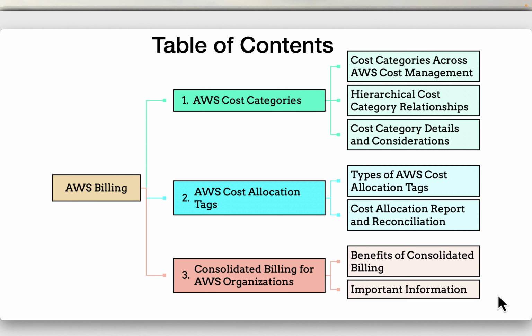So this lecture will contain these three main topics: AWS cost categories, AWS cost allocation tags, and consolidated billing for AWS Organizations. Under these will be the subtopics: cost categories across AWS cost management, hierarchical cost category relationships, and cost category details and some considerations. Under cost allocation tags, types of AWS cost allocation tags, cost allocation report and reconciliation, and under consolidated billing, the benefits and some important information.